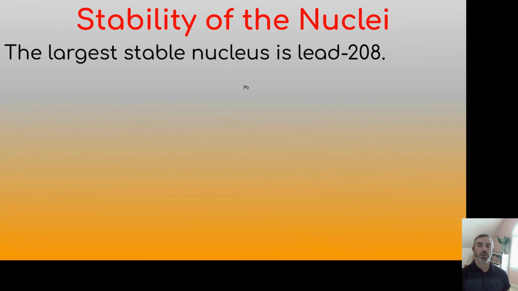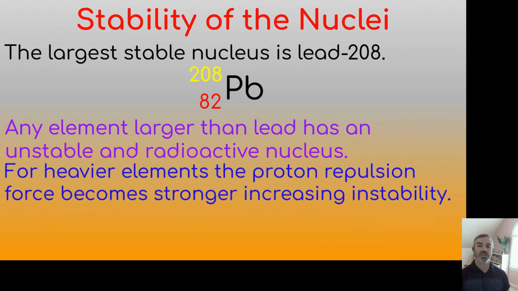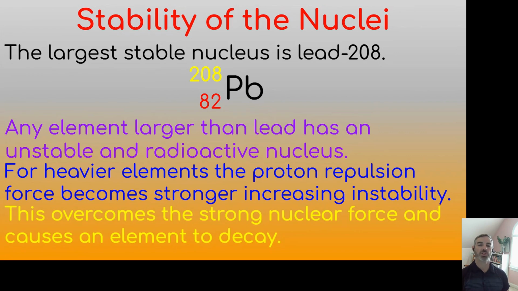Now, the largest stable nucleus is lead-208, which we looked at earlier. Any element larger than lead has an unstable and radioactive nucleus. For heavier elements, the proton repulsion force becomes so strong that it causes the nucleus to be unstable. And this overcomes the strong nuclear force and causes an element to decay. So it breaks apart the nucleus because the Coulomb force of the protons pushing away from each other becomes so strong compared to the strong nuclear force.